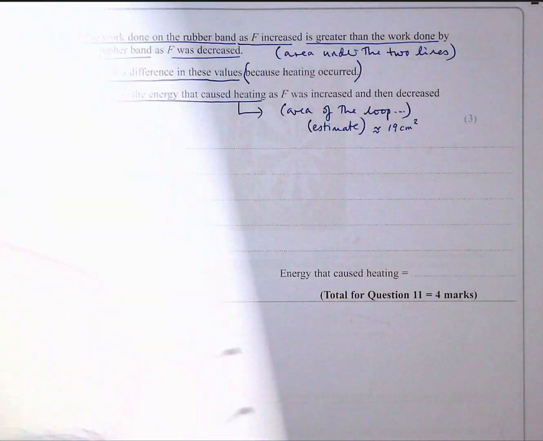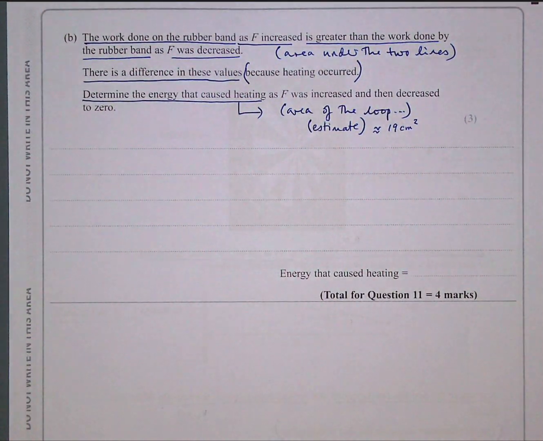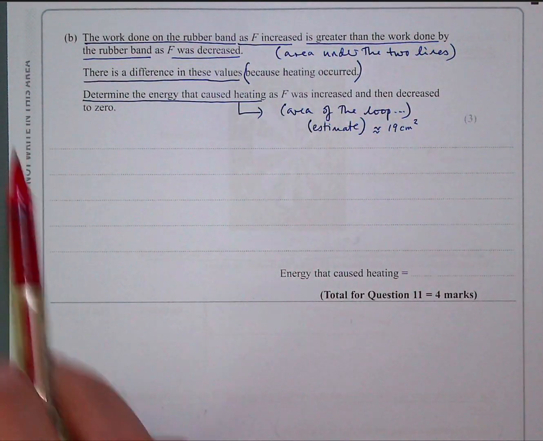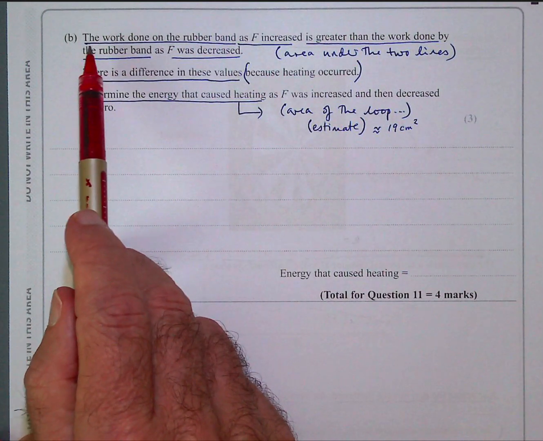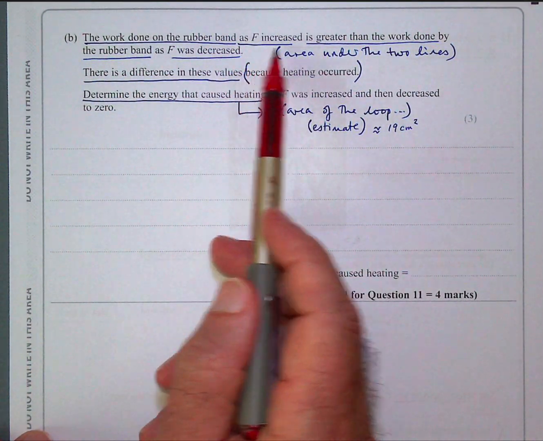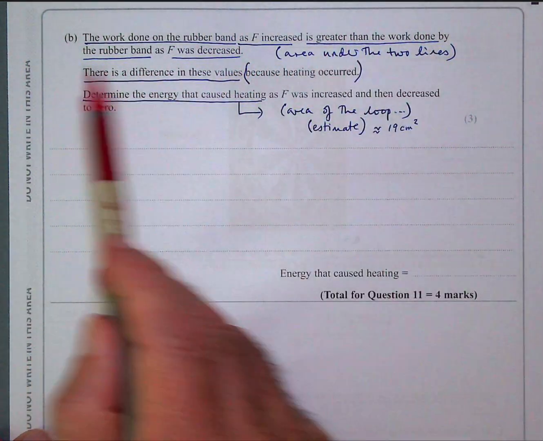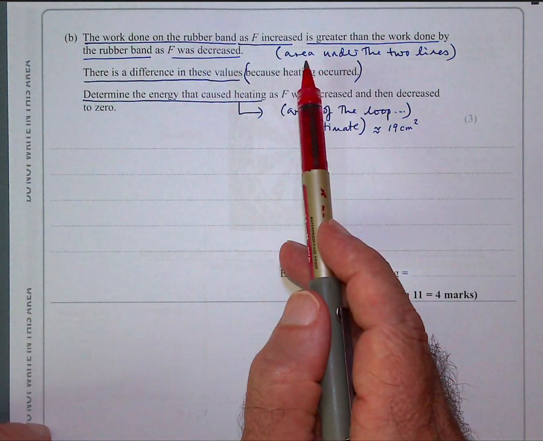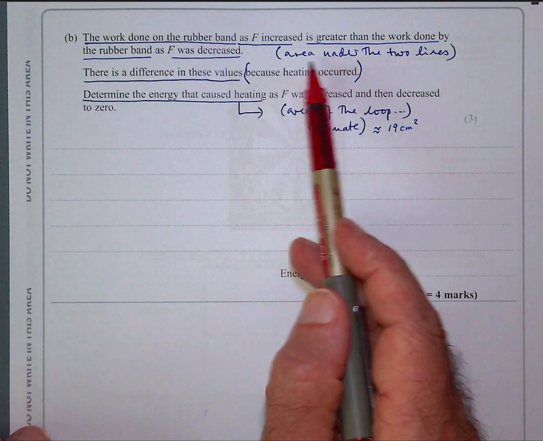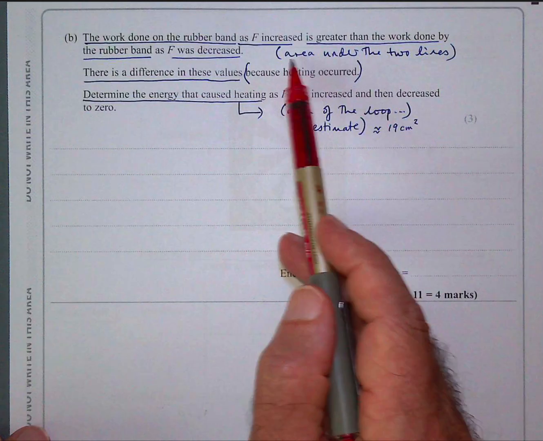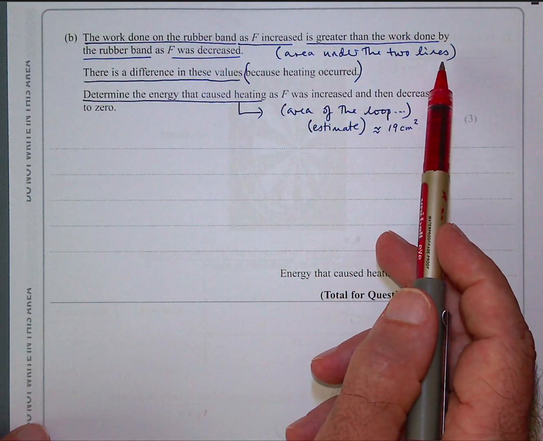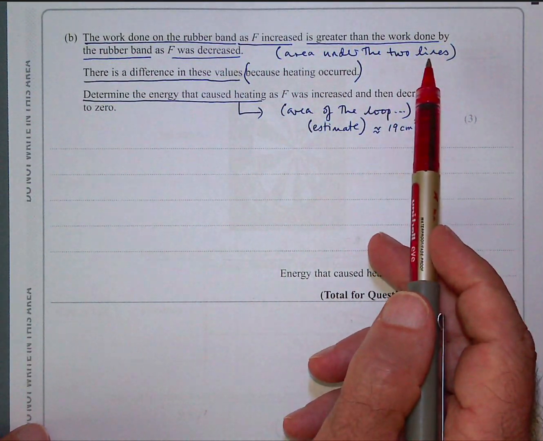Okay? That's question 11 part 1. It then goes on, and you've got to do the maths. Work done on the rubber band as the F is increased is greater than the work done by the rubber band as it is decreased, which, as I was saying, is the area inside the loop under the lines. The area under the lines is the energy stored, or the energy required to do the stretching.